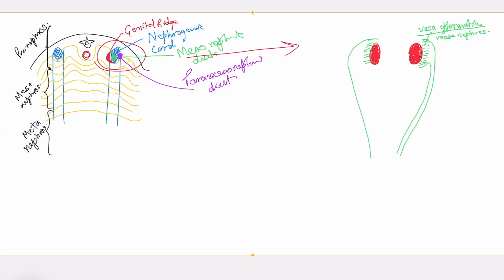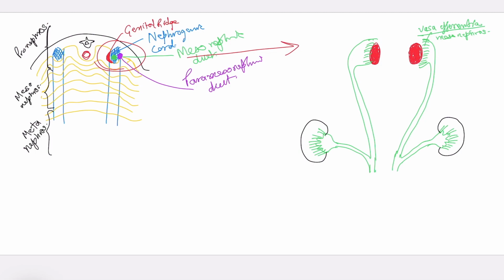This is how it is going to descend down like this. And while it descends down, it sends out ureteric buds on the two sides. Now this ureteric bud elongates to form the ureters, renal pelvis, major and minor calyces and the collecting tubules.